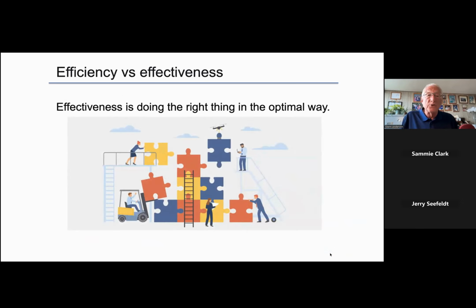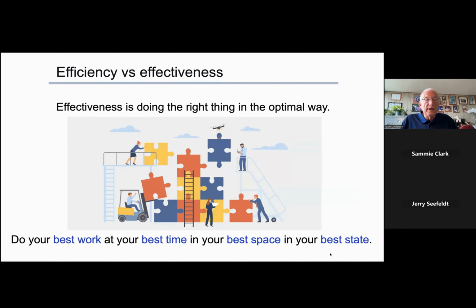There is a difference between efficiency and effectiveness. I love this definition here. Effectiveness is doing the right thing in the optimal way. So, efficiency, productivity helps you discover that optimal way, but effectiveness, prioritizing your tasks, is doing the right thing in the optimal way. You need to do your best work at your best time, in your best space, in your best state. That's how you achieve effectiveness.